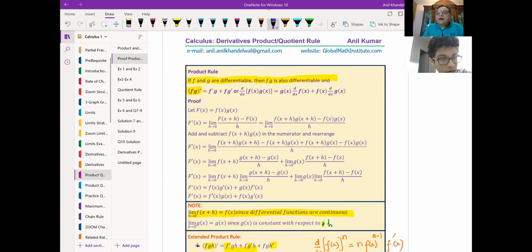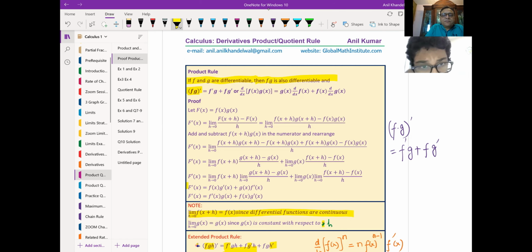So if I have the product of these two functions, then the derivative will be equal to the derivative of the first times the other, plus the first times the derivative of the other. You get the idea. Basically, you add the derivatives. It's as simple as that. So that becomes the rule, which is the product rule. Which we have mentioned here, as you can see, it's written.